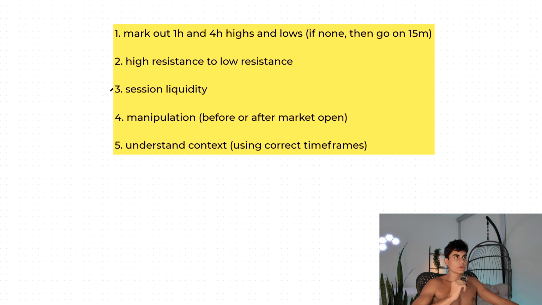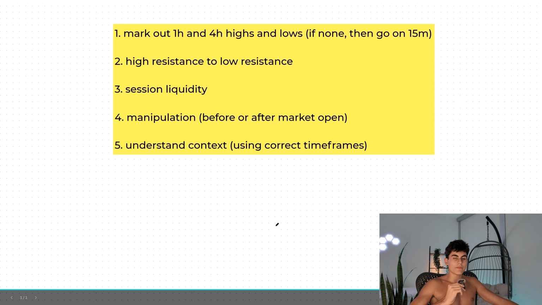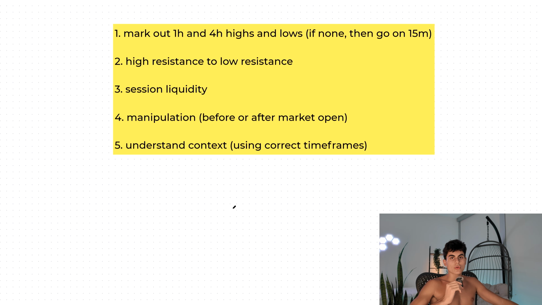Number 3, session liquidity. This is essentially you looking at the previous sessions, specifically Asian and London session, and seeing what they did and forming a bias based on that. Because usually the New York AM session is going to play out based on the previous sessions. In this chart, we have Asian session is this.